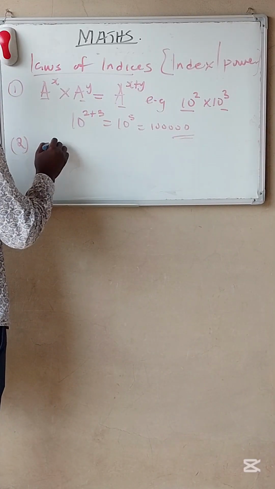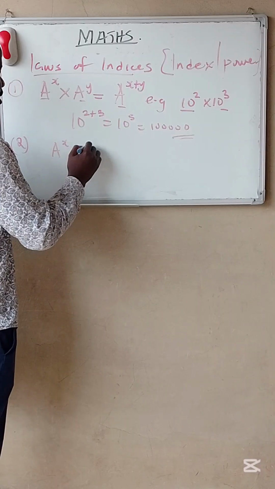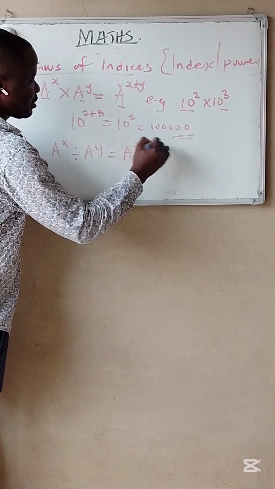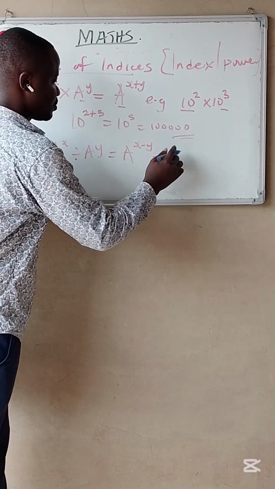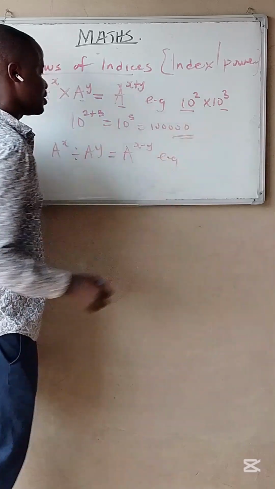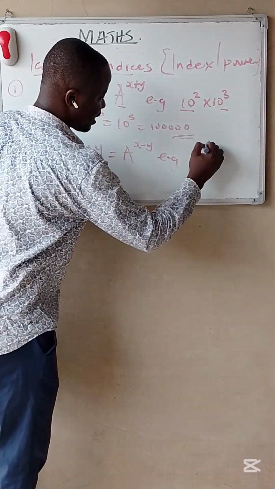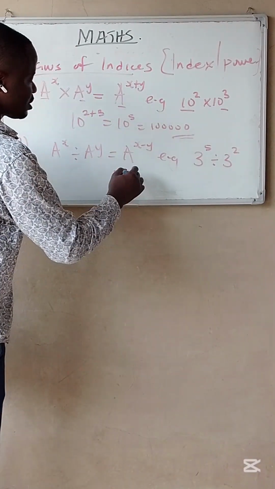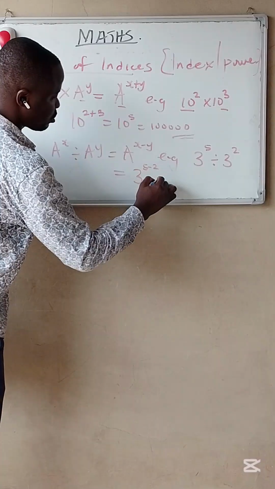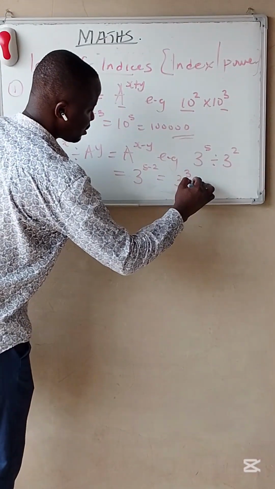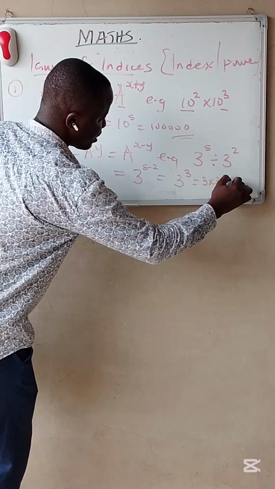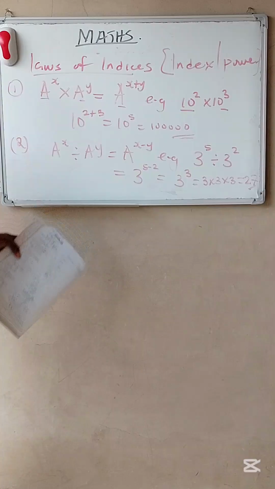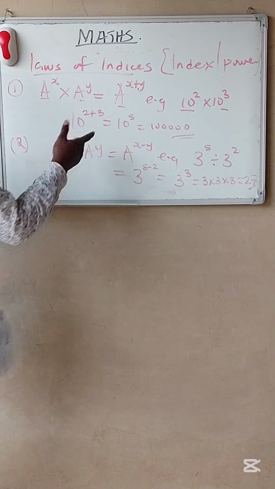The second law states that when you have a raised to power x divided by a raised to power y, it gives us a raised to power x minus y. For example, let's say you are given 3 raised to power 5 divided by 3 raised to power 2. If you follow this law, this is the same thing as 3 raised to power 5 minus 2, which is equal to 3 raised to power 3, which is 3 times 3 times 3, giving us 27. So that's the second law. I hope you are following and you are jotting something down.